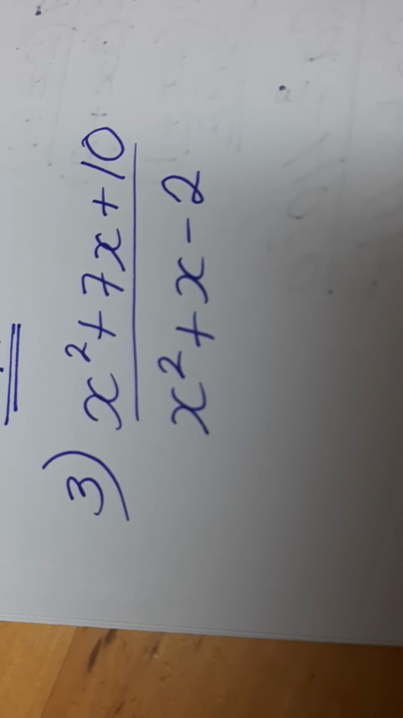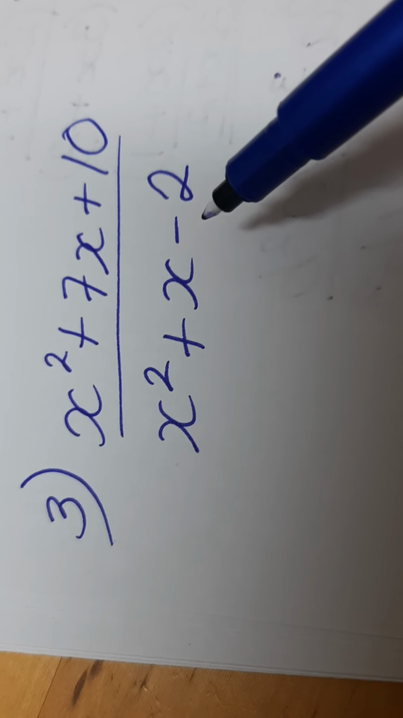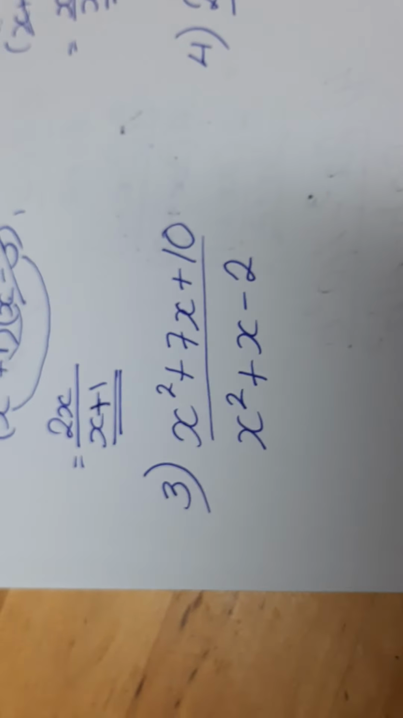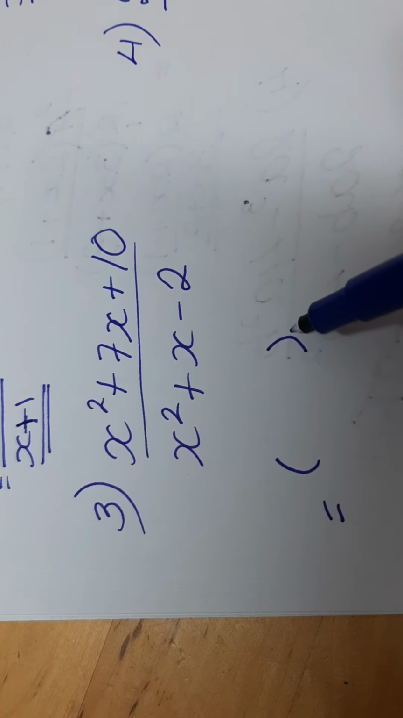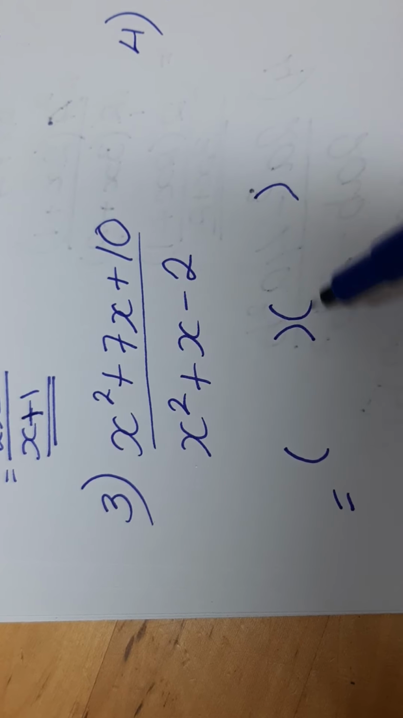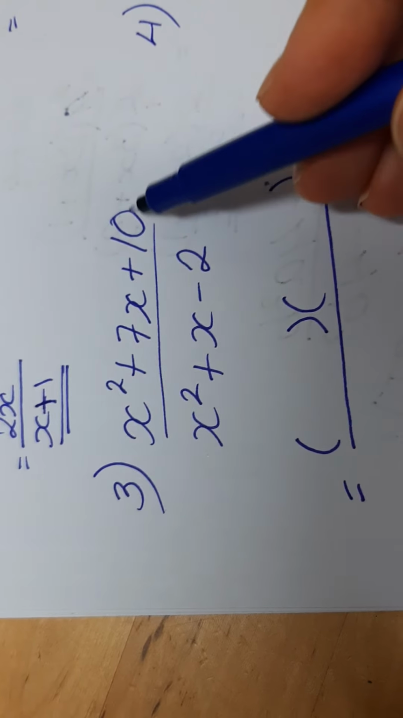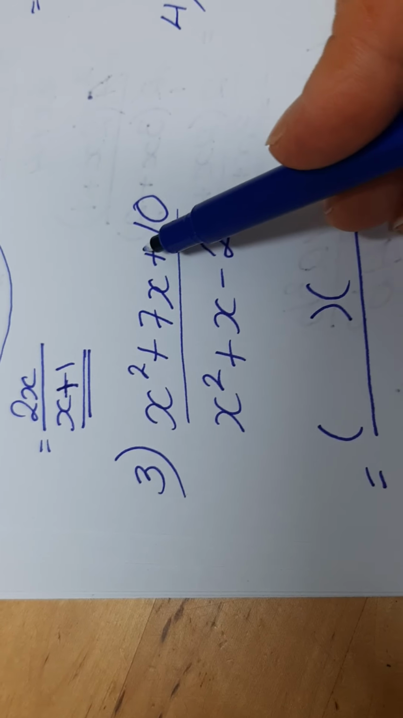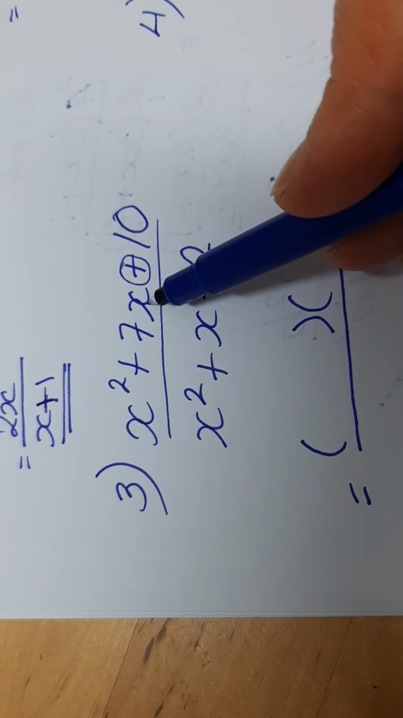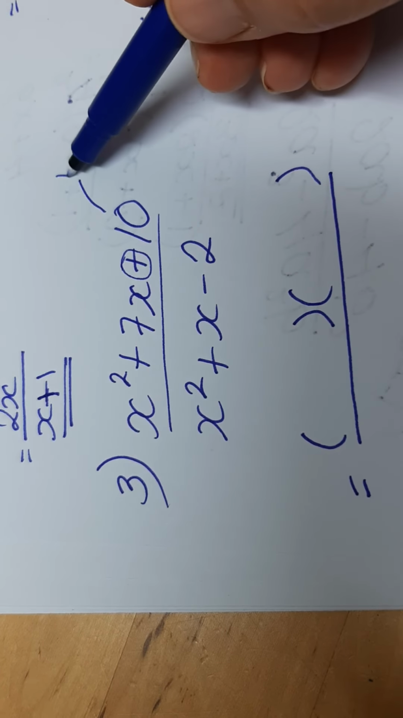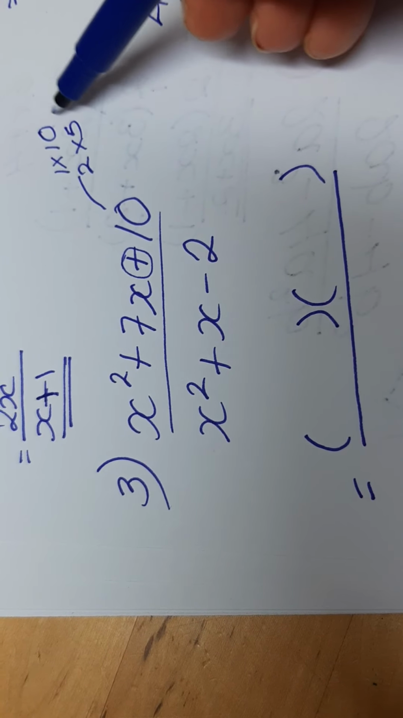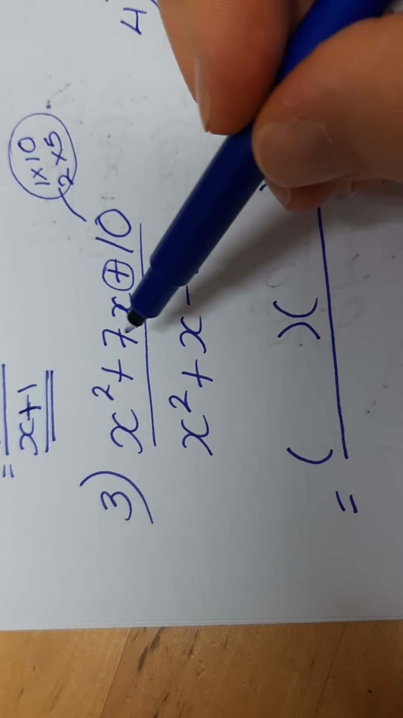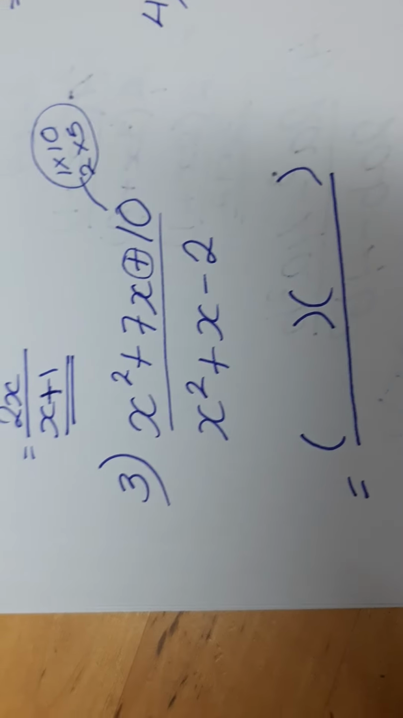We have another one. We have a quadratic on the top with a double bracket, and we have a quadratic on the bottom with a double bracket. So we go to the top. We'll say let's make a double bracket here. We want two numbers that multiply to give us 10, and when we add them, they come to 7. The numbers that multiply to 10 are 1 times 10 or 2 times 5. We can clearly see that the ones that add to 7 are the 2 times 5.